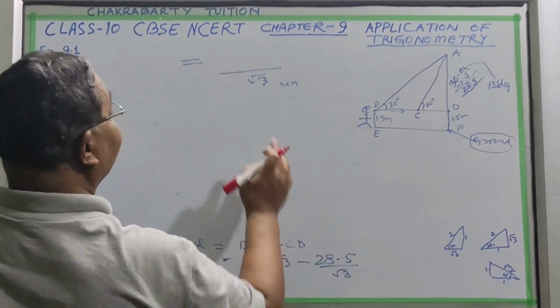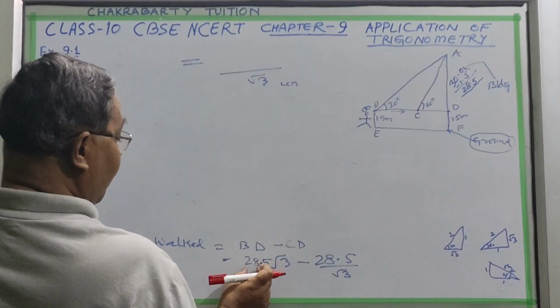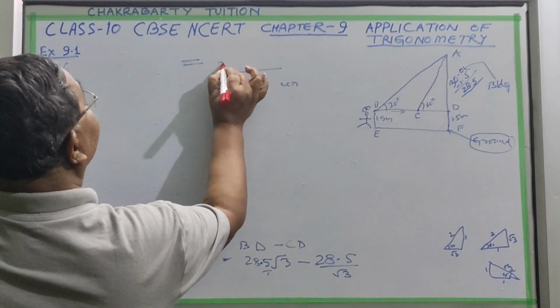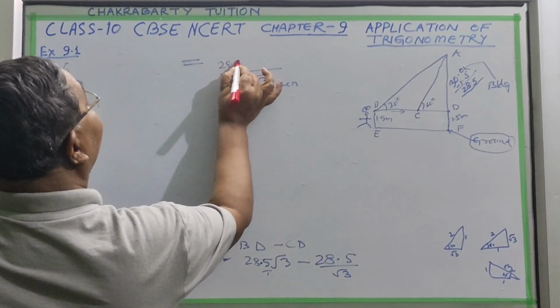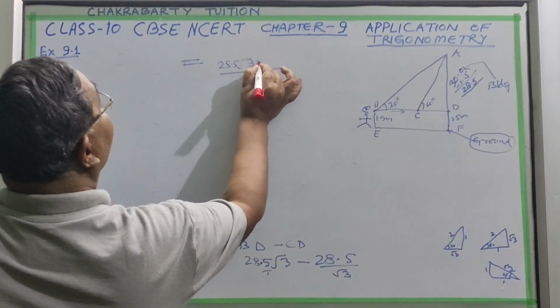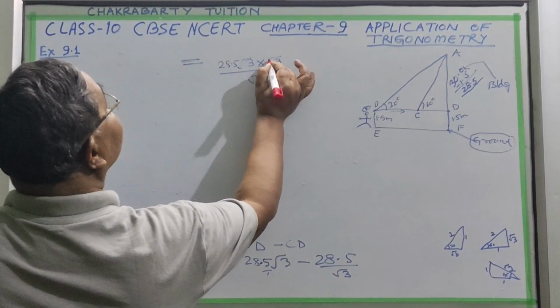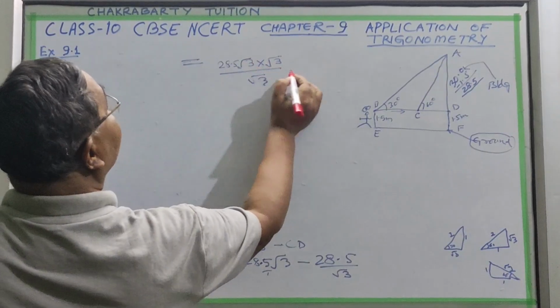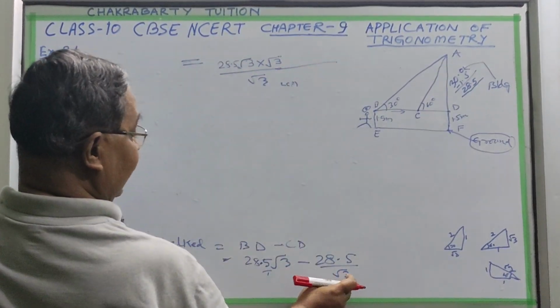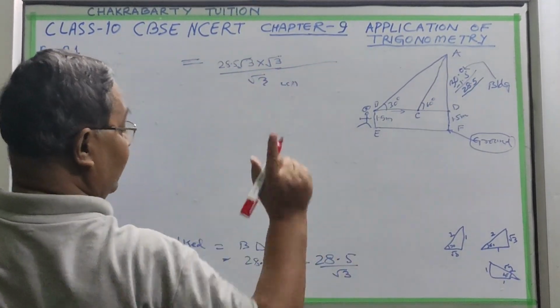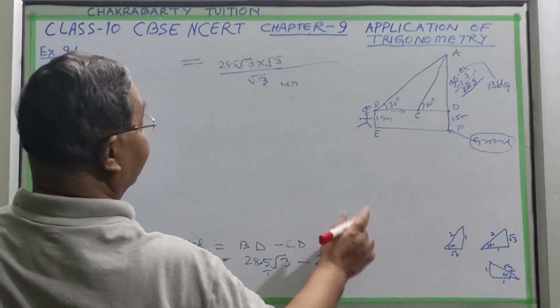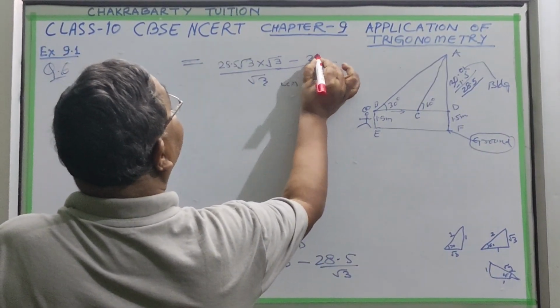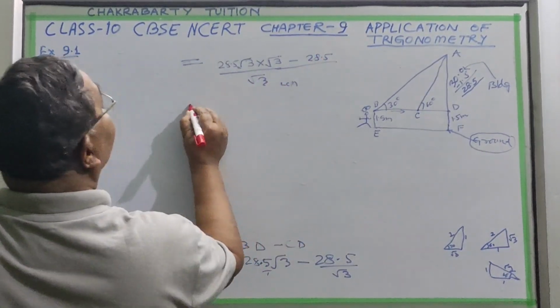Whatever the under root answer is, we will multiply it. So the first figure will be 28.5, multiplied by the answer under root 3. Then on this side, it will also divide here. 1 will come and 1 will multiply 28.5. It will remain 28.5. So what will happen?